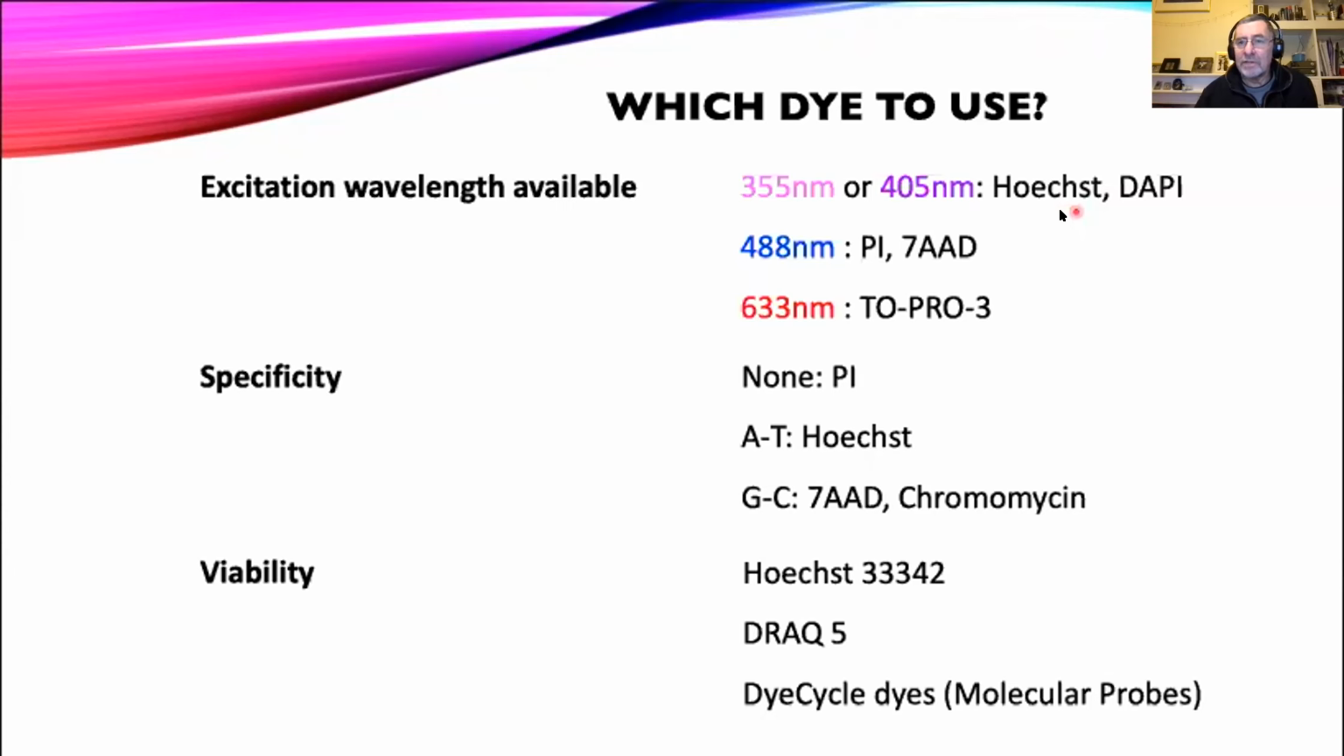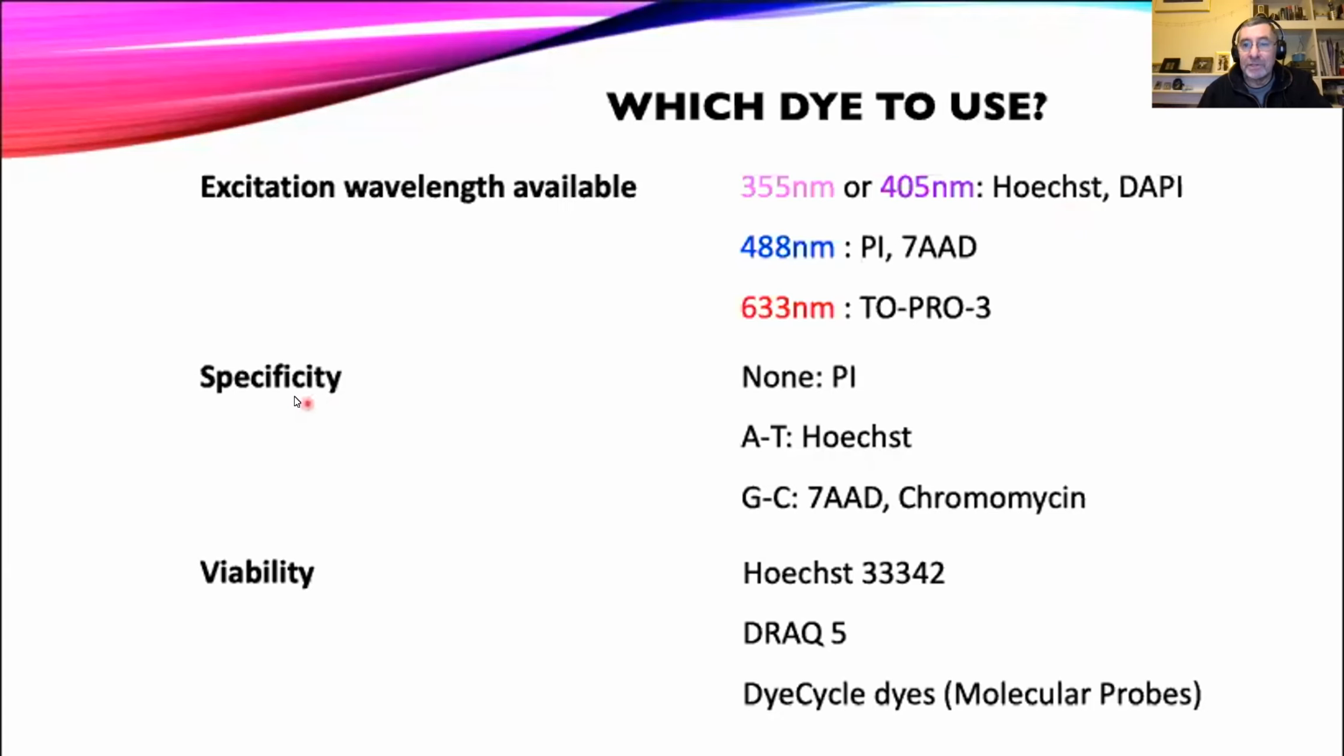And this is great because it gives us a choice. Sometimes we're going to be using a DNA stain in combination with a fluorescent protein or another antibody label. So the fact that we have some choice is great for us as cytometrists.